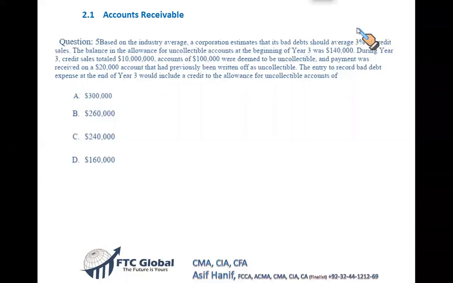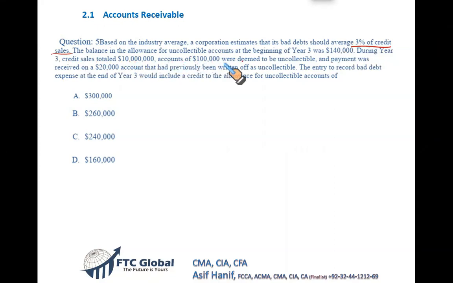All right, here we go. Read the information carefully. Based on the industry average, a corporation estimates that its bad debt should average 3% of credit sales. 3% of credit sales, clearly it's an income statement approach. The balance in the allowance for uncollectible accounts at the beginning of the year was 140. This is the balance already available in the allowance account. During the year, credit sales totaled $10 million.